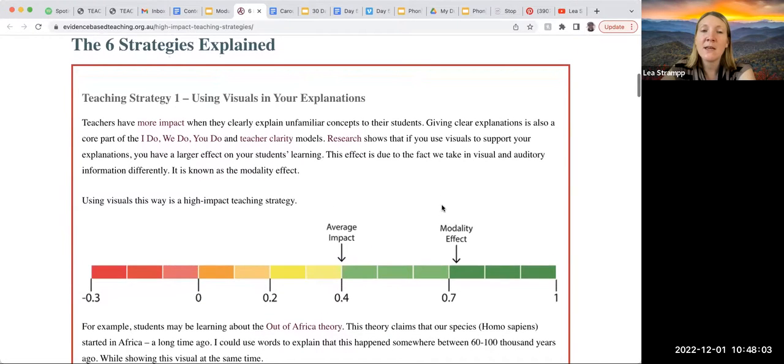The first one is using visuals in your explanations. And as we know, the use of visuals is also a universal design strategy as well. It's great for your language learners and your special needs learners in helping them to conceptualize what you're talking about, especially for those language learners who might not be able to keep up with the language that you're delivering. So providing visuals can really go a long way for supporting understanding.